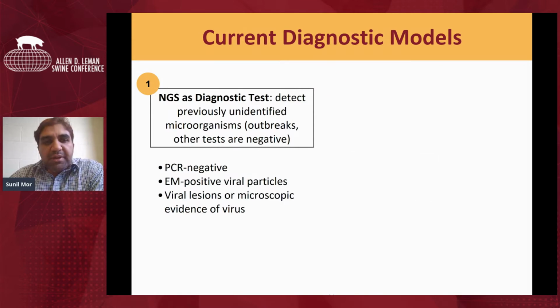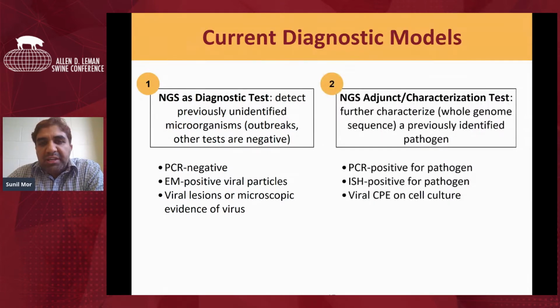Again, it's divided into two main parts. One is using NGS as a diagnostic test. As I mentioned previously, if we do not have any prior information about the pathogens, all PCR tests are negative, or there is some indication from EM that it may be small round virus particles, perhaps an Astro, Picorna or Calici type, and some viral lesions indicate that a virus is present, then NGS helps to figure out what virus is causing or associated with the disease or the outbreak. Second is to characterize the pathogens.